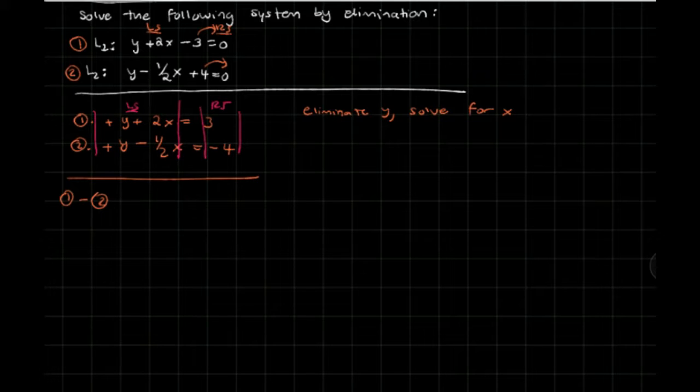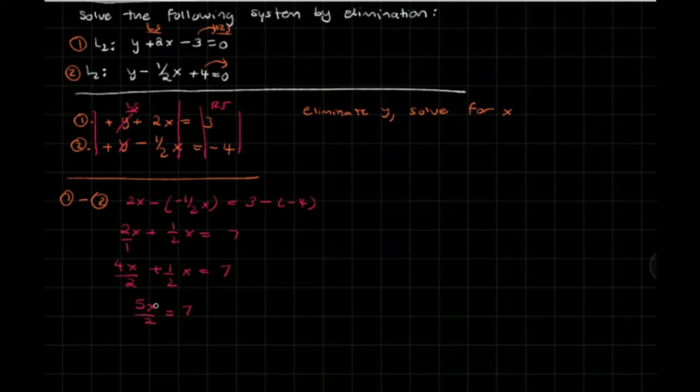If I combine the left sides together, we get y minus y, which is 0, 2x minus negative 1/2 x, right? And this is equal to the right side, 3 minus negative 4. Okay, and in this case, what you're going to get here is 2x plus 1/2 x is equal to 7. If you want to simplify this, this is 2 over 1 x. You can also write this as 4x over 2. It's the same thing as 2x. Plus 1/2 x is equal to 7, which is basically 5x over 2 is equal to 7.